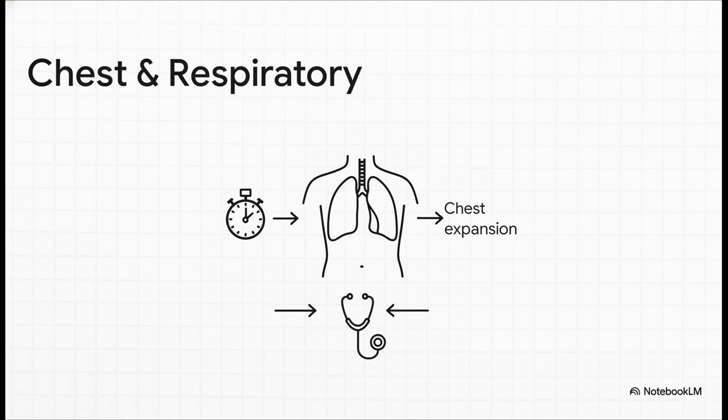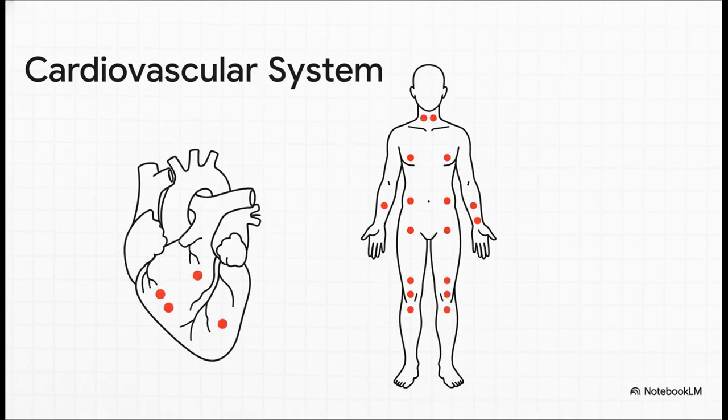Auscultate those breath sounds anteriorly, posteriorly, and laterally across all fields, listening carefully for normal airflow as well as any adventitious or abnormal sounds. For the cardiovascular exam, we're inspecting for things like peripheral edema or cyanosis before we even think about palpating. We locate the apex beat right at the fifth intercostal space, mid-clavicular line, feeling for any thrills or heaves. Then, we grab the stethoscope and listen to the 4 distinct valve areas: aortic, pulmonary, tricuspid, and mitral.